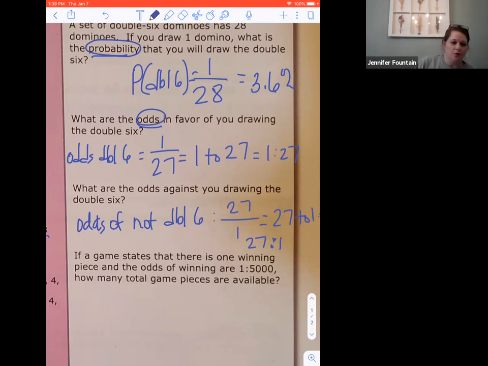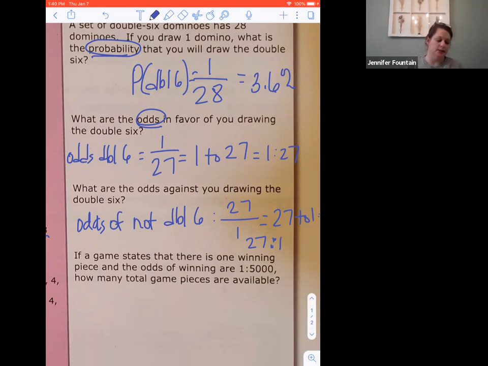Okay, so we left off and we were looking at the odds against you drawing the double six. So we were looking at the comparison of the odds in favor of it happening and the odds against it. And we can see that they're flip-flopped, okay? When we flip-flop those, remember those are called reciprocals. When I flip-flop my numerator and denominator, it's called the reciprocal of the number. So I can see that the odds in favor are 1 to 27. The odds against are 27 to 1.